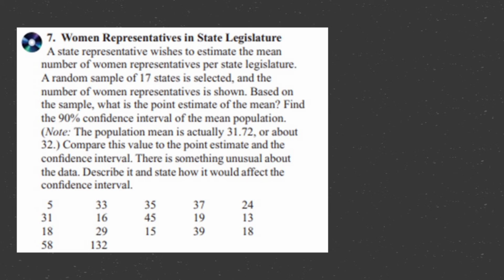What is unusual about the data is the 132. That 132 is too large compared to the other values. Therefore, this value affects the sample mean, and for this reason, the mean is not the best point estimate.